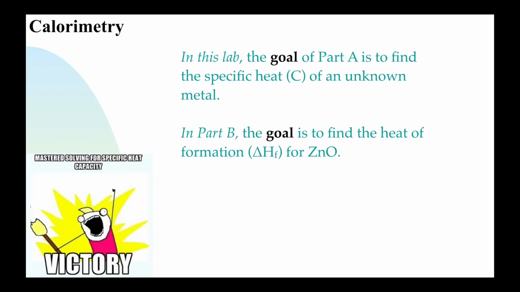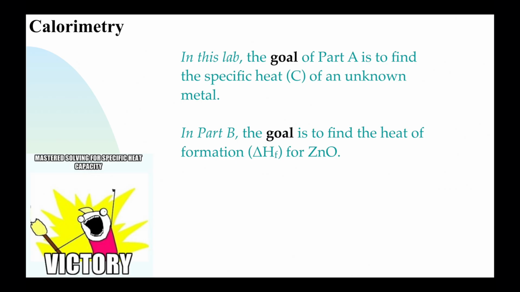So in this lab, the goal of part A is to find the specific heat of an unknown metal. You're going to heat an unknown metal in boiling water. You'll add that hot metal to some cold room temperature water. You'll mix it up a little bit. You look for the warmest temperature possible, so it'll go up a little bit, and that's what you'll do.